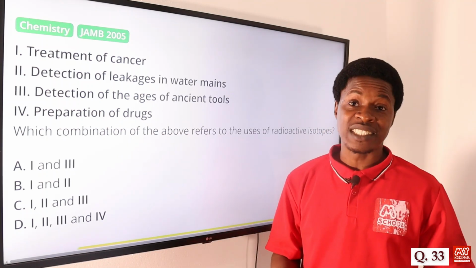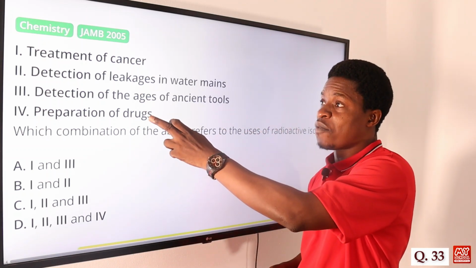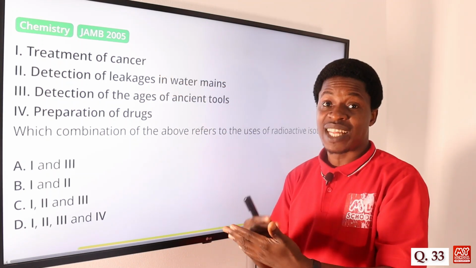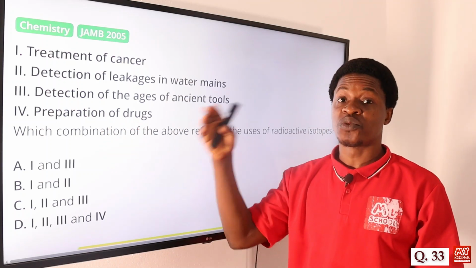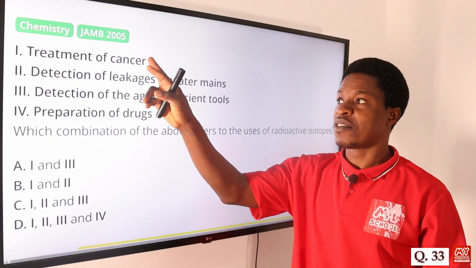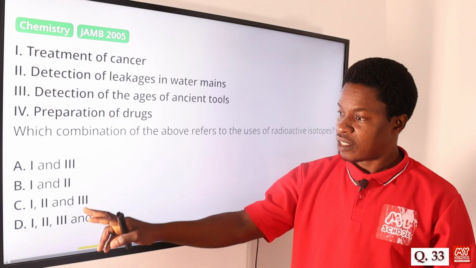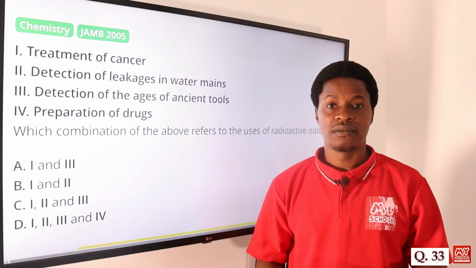Radioactive isotopes are used in making drugs. Don't forget that we use them in treatment of cancer, so there are drugs that will help to cure this cancer. So in preparation of drugs too, radioactive isotopes find application. Which means 1, 2, 3, 4, all of them are correct. So let's look at the options. We have this: 1, 2, 3, 4. So the correct answer is option D.